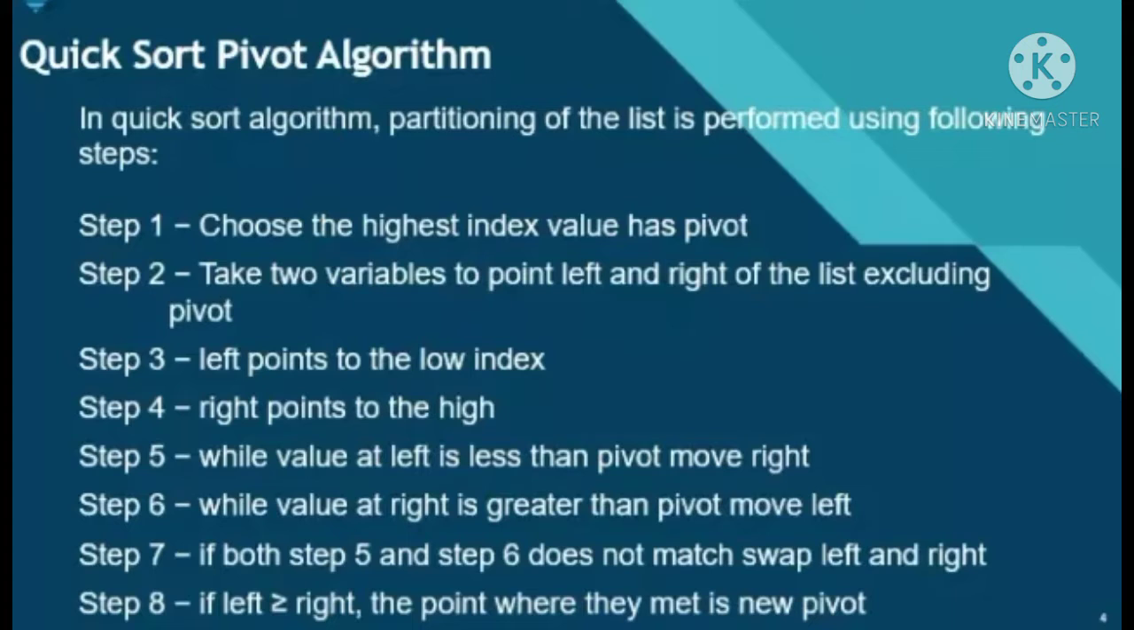Step 5. While the value at left is less than pivot, move right. Step 6. While the value at right is greater than pivot, move left. Step 7. If both Step 5 and Step 6 do not match, swap left and right. Step 8. If left is greater than right, the point where they met is the new pivot.